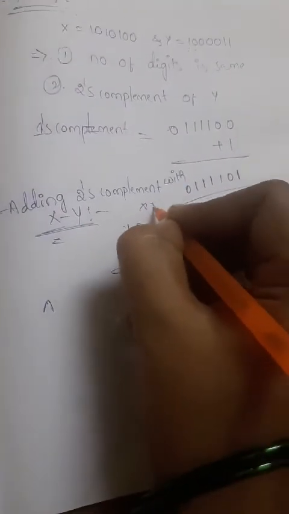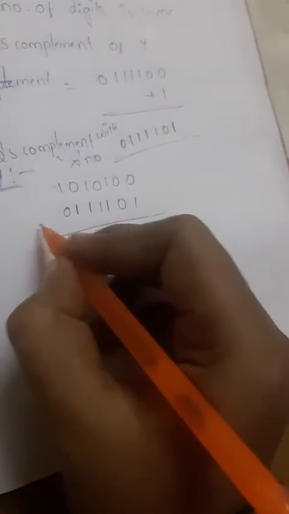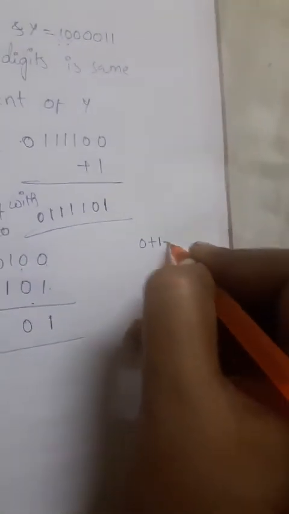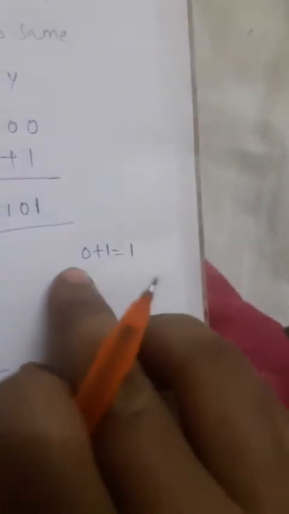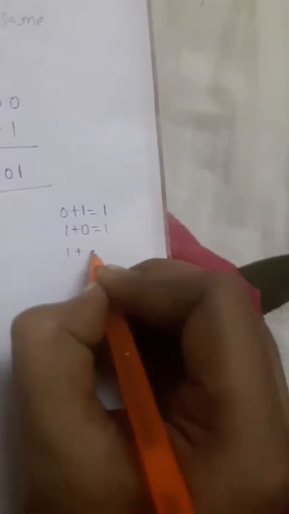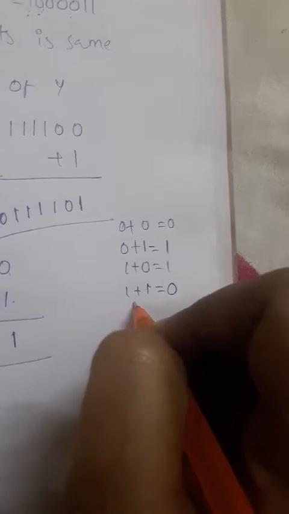Okay, so this is the last step. So we can add these values. 0 plus 1 is 1, 0 plus 0 is 0, and I will write it here. If you need to add two binary numbers, this is the result: 0 plus 1 is 1, 1 plus 0 is 1, and 1 plus 1 is 0, and 0 plus 0 is 0. This is the result for adding any two binary numbers.